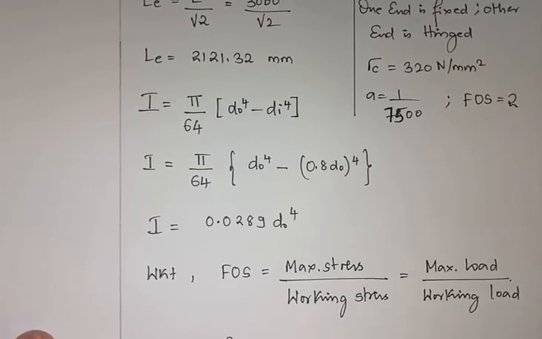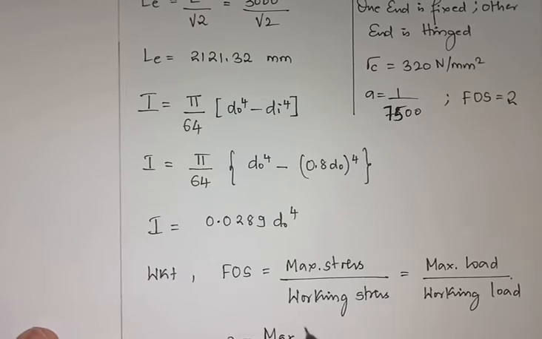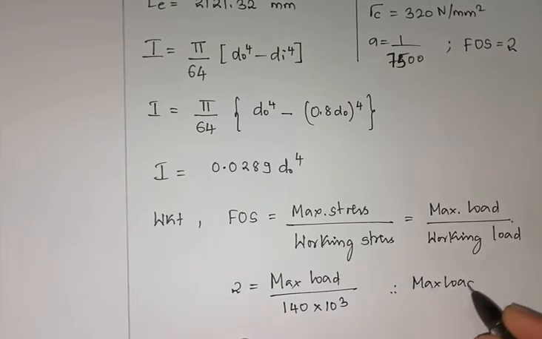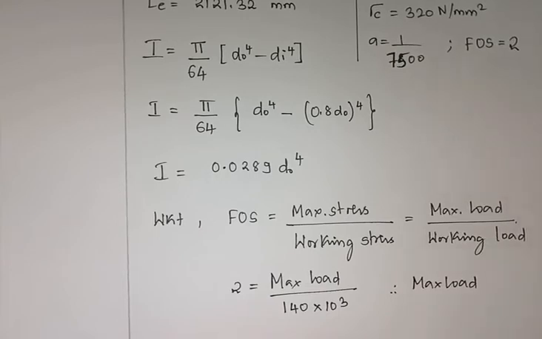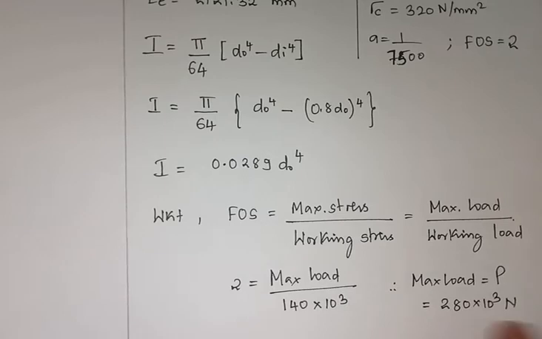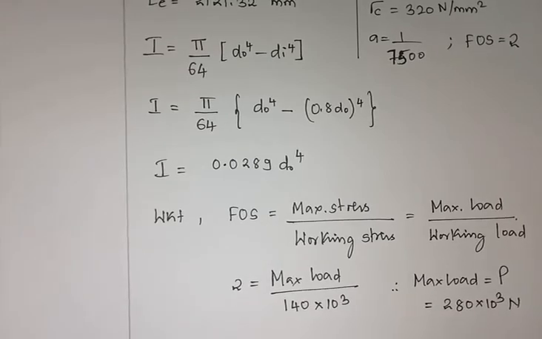So FOS given to me in the problem is 2. Maximum load I have to calculate, so I'll keep it as it is. What is working load? Working load given to me is 140 kilonewton, that is 140 into 10 raised to 3. So therefore, since he has given the Rankine's constant, it is clear that we should use the Rankine's formula. The maximum load in this case is nothing but P. That should be equal to 140 into 2, which is 280 into 10 raised to 3 Newton. Right? So once this is done, now I'll be using the Rankine's formula.